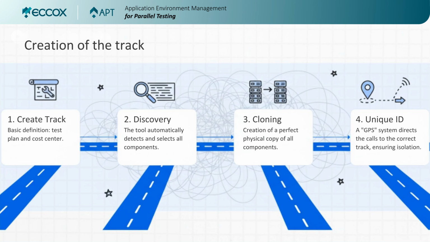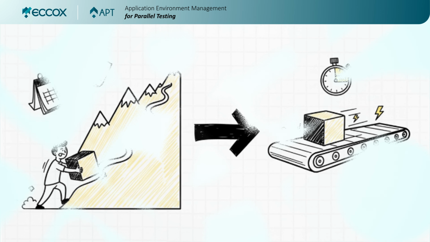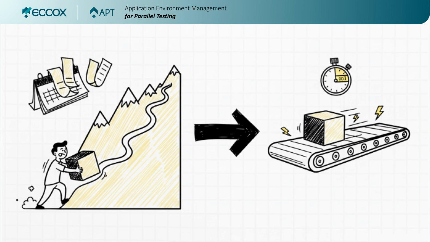Step 4, unique ID. This is the master key. A unique identifier works like GPS, routing every application call straight to the newly cloned track. That's what guarantees total isolation. Practically speaking, what used to take days, sometimes weeks, of tedious manual work and endless back and forth now happens automatically, and much faster. A perfect copy of production, ready to use, in a fraction of the time. It's the difference between pushing a boulder uphill and riding a moving walkway.